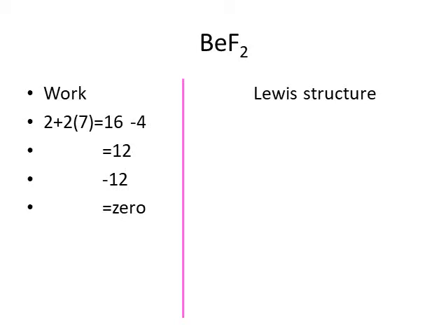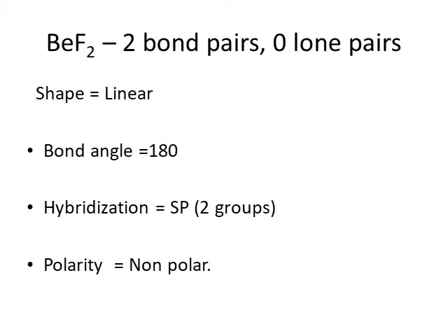Can you draw this structure? It's easy to draw. Now, we have 2 bond pairs and 0 lone pairs. Its shape will be linear, to be as far away from each other as it can. Yes, the angle becomes 180.